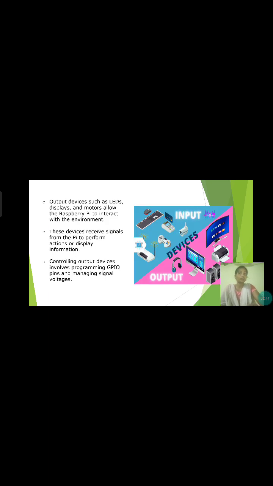These are the output devices, and the output devices receive signals from the Raspberry Pi. Examples include LEDs, displays, and motors. These devices perform actions based on the instructions given by the Pi.